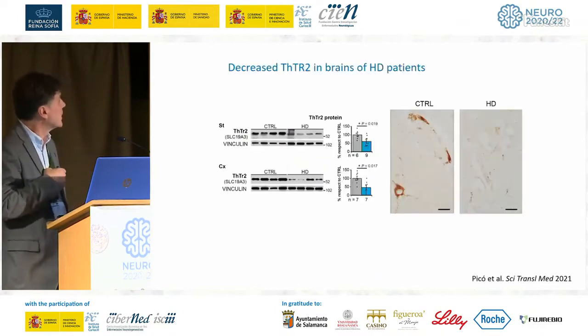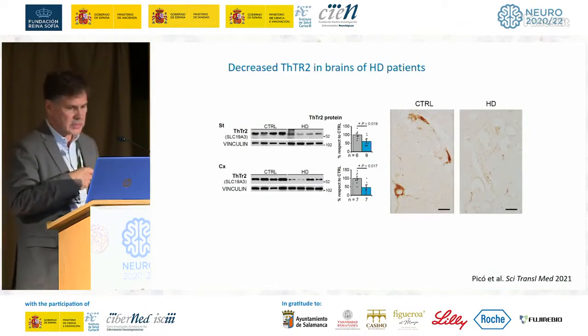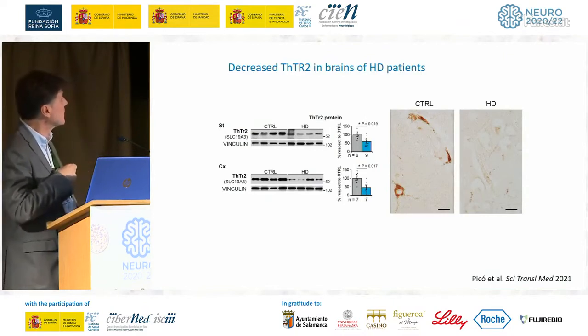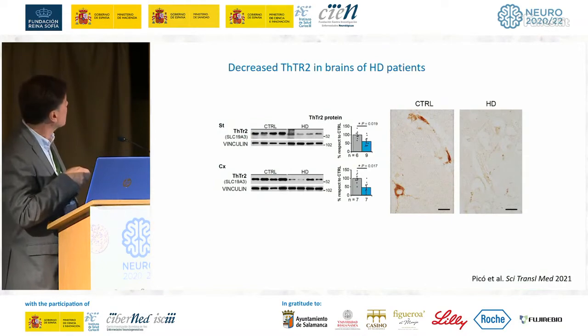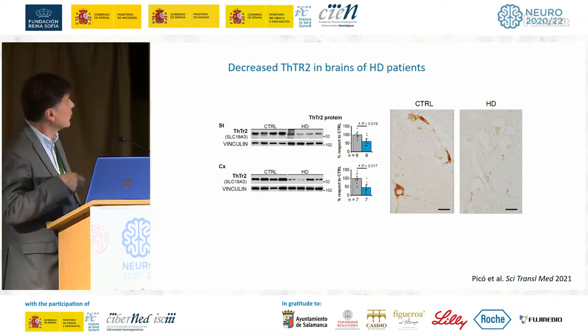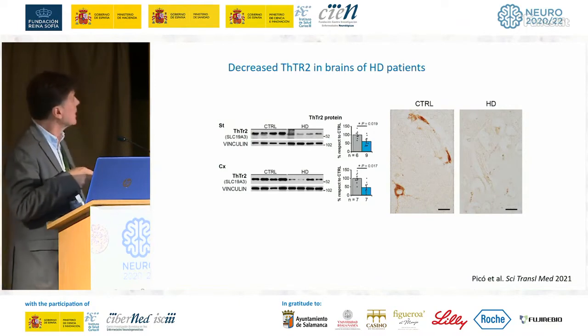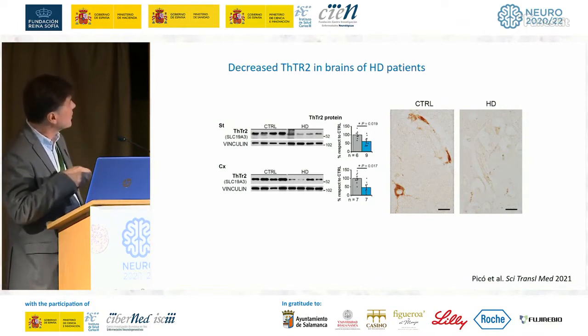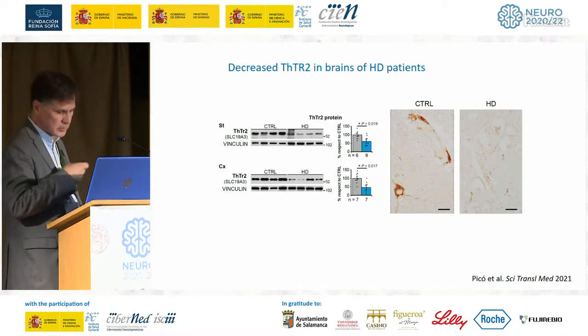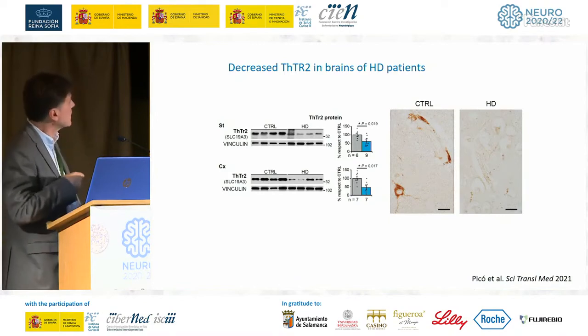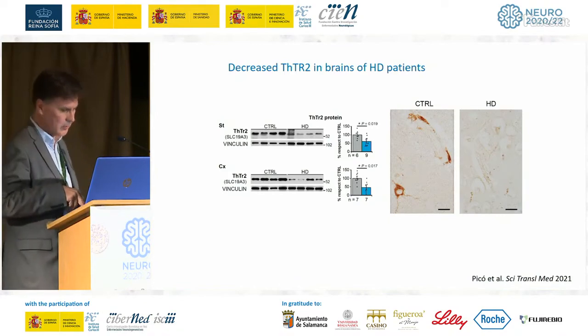And to test this, we explored the levels of the transporter in the striatum of Huntington's disease patients, and it is actually decreased, not only in the striatum, also in the cortex. And in good agreement with the Human Protein Atlas, the decrease takes place in the endothelium, but also in the neurons, as humans express this transporter also in neurons.